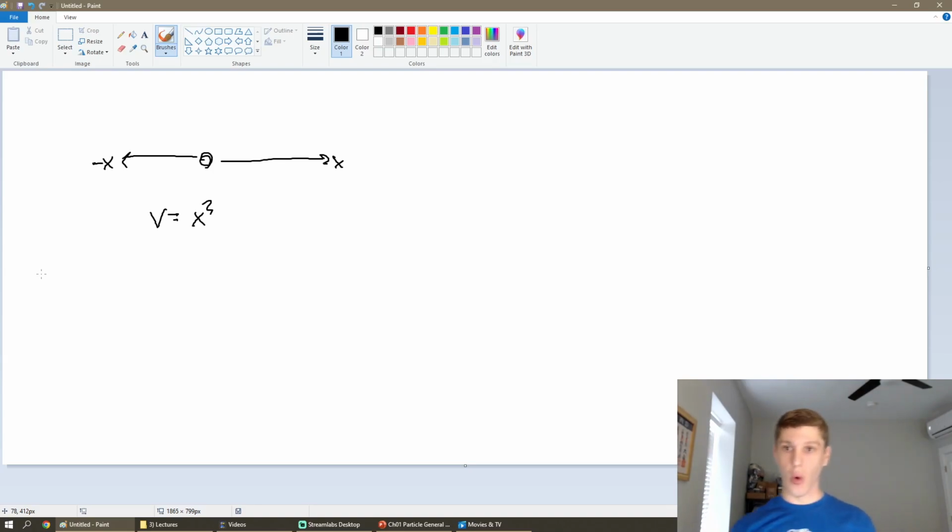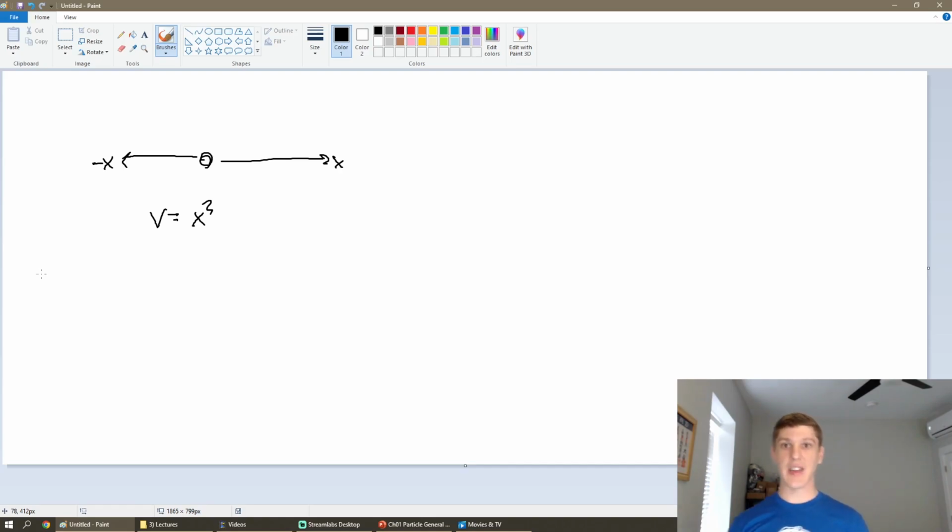So the velocity is always going to be to the right because the x squared makes the velocity always positive, and it's faster the further away from the origin that it is. All right, that kind of makes sense. So if I give you velocity is x squared, the velocity I've given you as a function of position, not a function of time, and I ask you to find the acceleration.